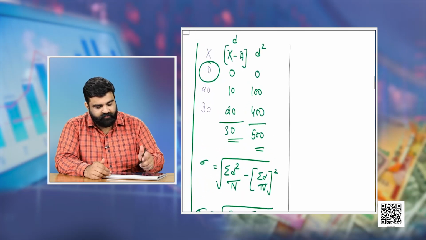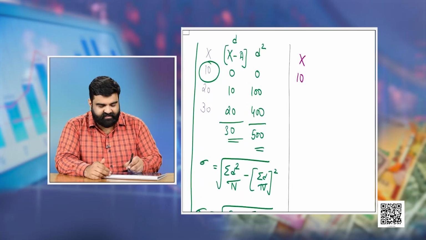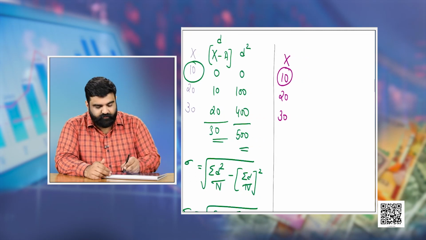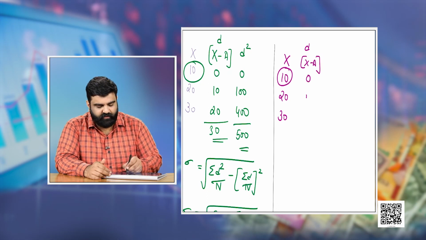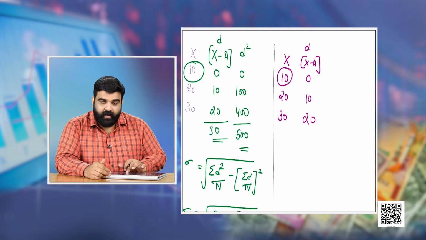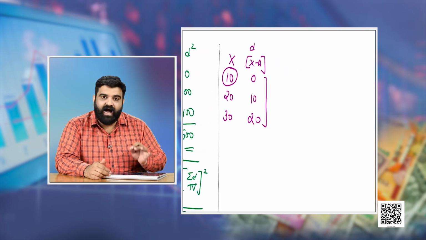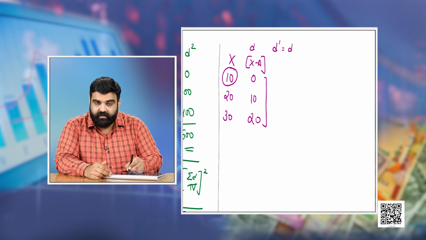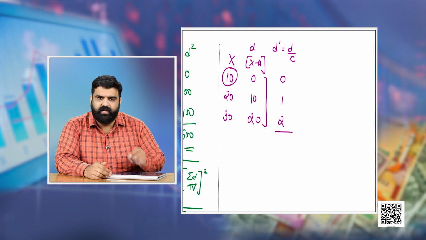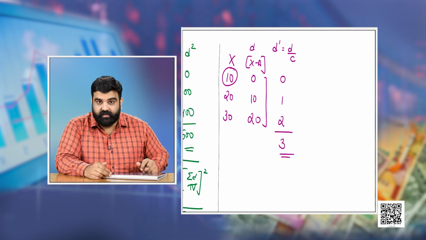Let us now calculate this using the step deviation method. So, under step deviation method, we have the question as 10, 20 and 30. Let us assume 10 to be the mean. So, first of all, I calculate d, which is deviations from the assumed mean, which will be 0, 10 and 20. Now, in this column, I see that I can take out a common factor 10 out of this. So, I calculate d dash, which will be d by c. So, we have 0, 1 and 2. Let us total this out. The total will be 3.